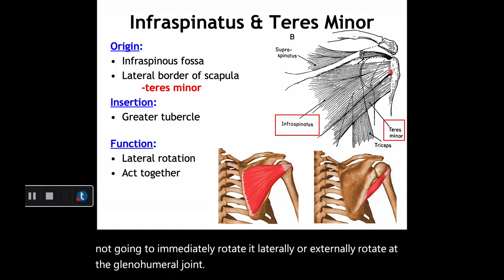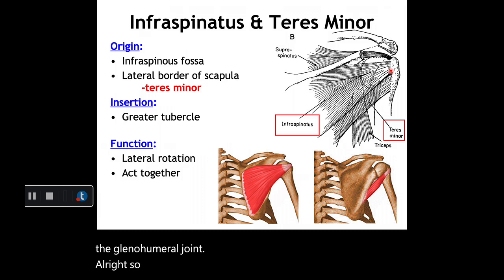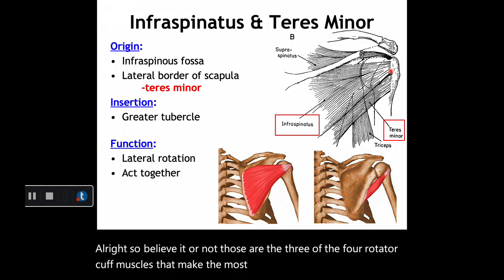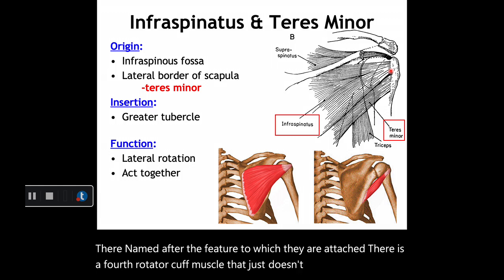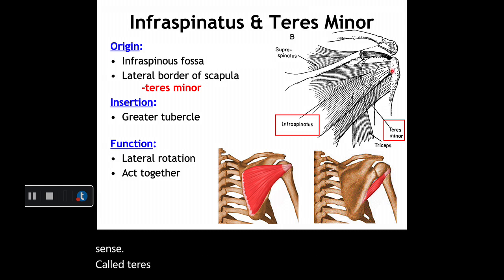All right, so believe it or not, those are the three of the four rotator cuff muscles that make the most sense in terms of their names. They're named after the feature to which they're attached. There is a fourth rotator cuff muscle that just doesn't make that kind of sense. It's called teres minor. Okay, and it's shown right here.